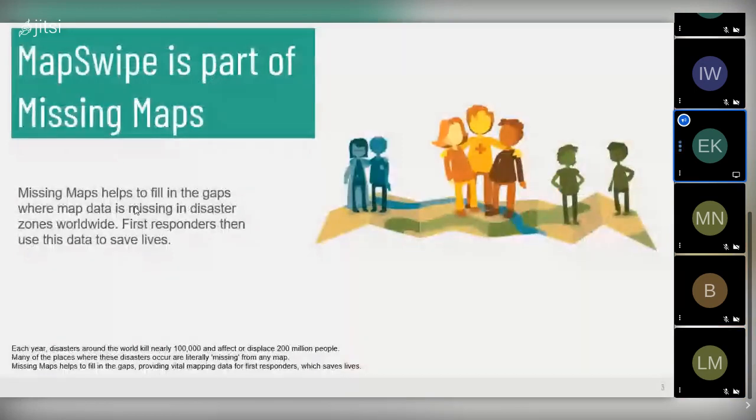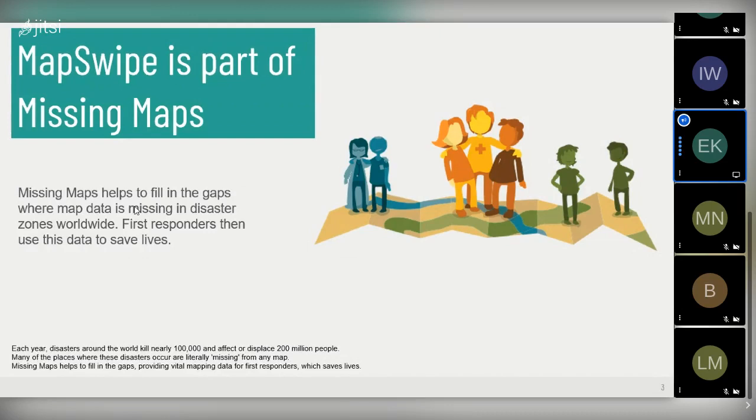Missing Maps is a consortium or membership organization whereby HOT, Humanitarian OpenStreetMap Team, Red Cross National Societies, and also MSF and other NGOs that respond to disasters come together. They formed a membership, which Mapswipe is part of. Missing Maps helps to fill in the gaps where map data is missing in disaster zones, so that first responders can use the data collected to save lives.